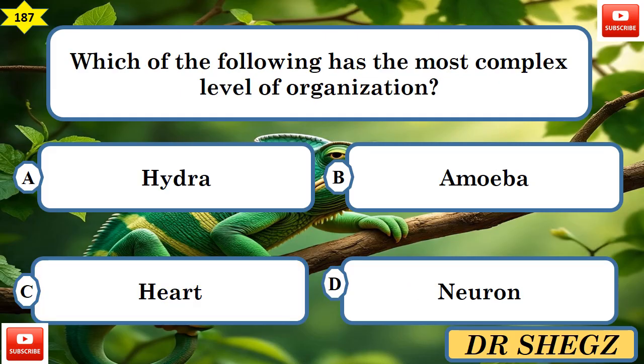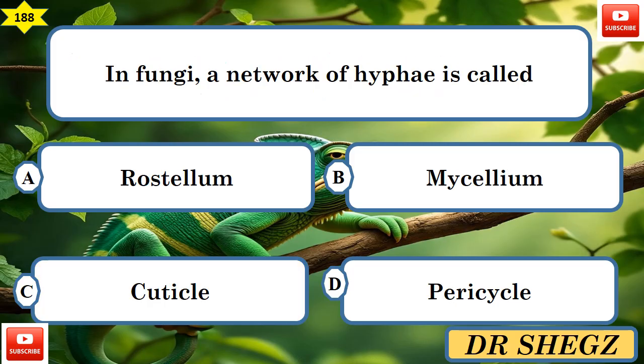Which of the following has the most complex level of organization? And the answer is heart. The heart is an organ, and has the highest among the ones that are given here.